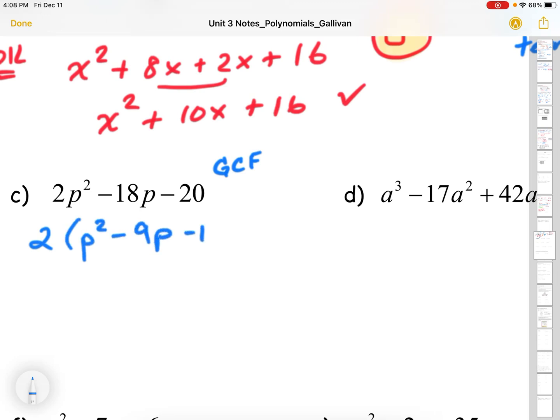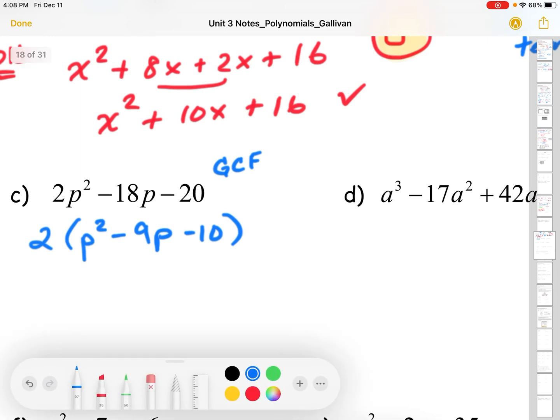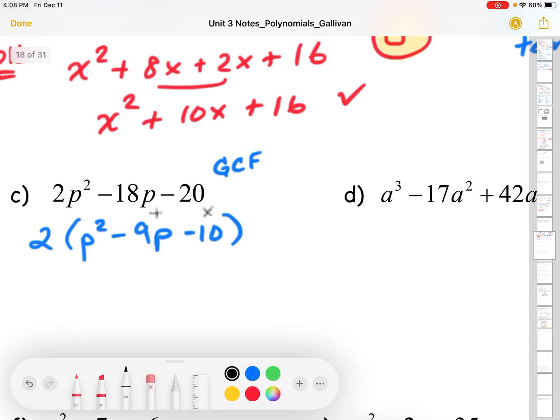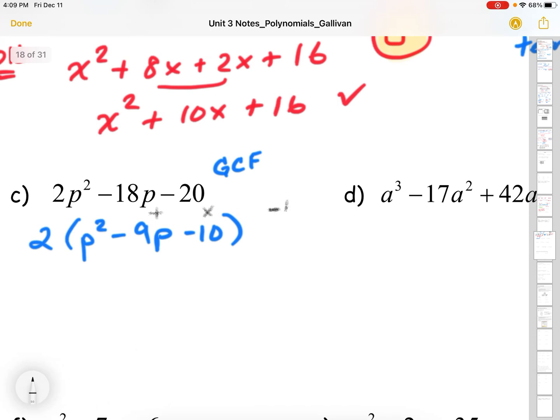p squared minus 9p minus 10. Now I'm dealing with smaller numbers. Okay, so from this, I want two numbers that multiply to give me negative 10 and add up to negative 9. So what I really want to do is think about my factors of negative 10.